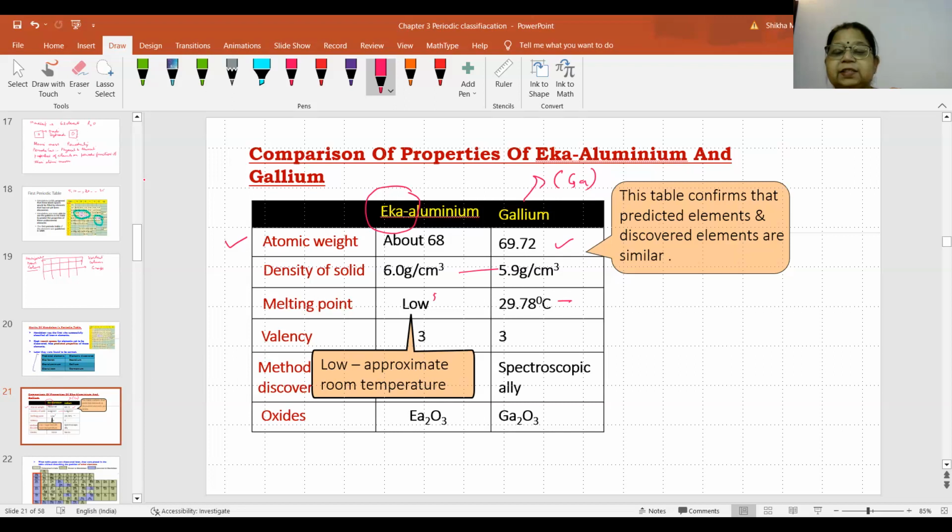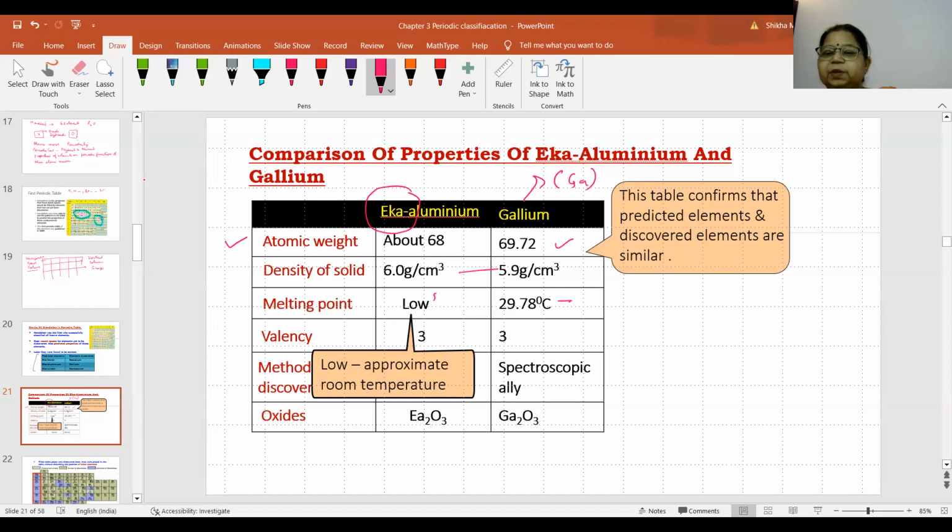He predicted the valency as 3 and it was found to be 3. He predicted the formula to be EA2O3. He gave the symbol to the element as EA. Later on it was found that the formula of gallium oxide is Ga2O3.